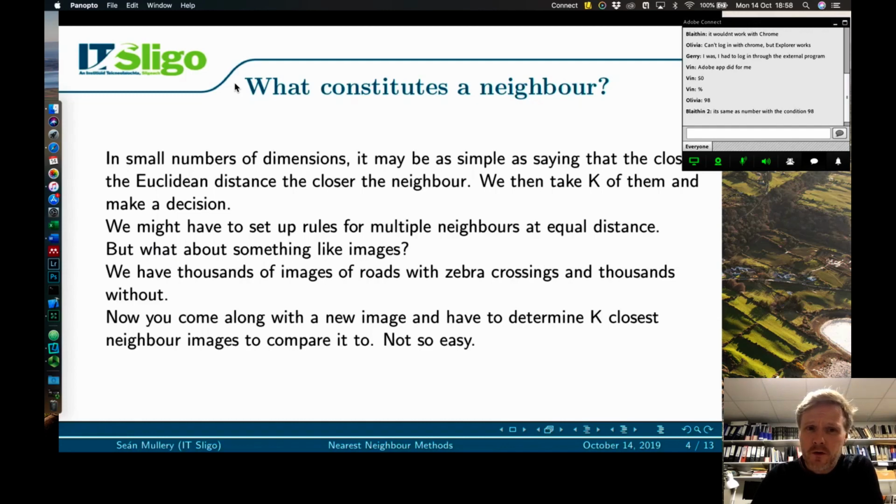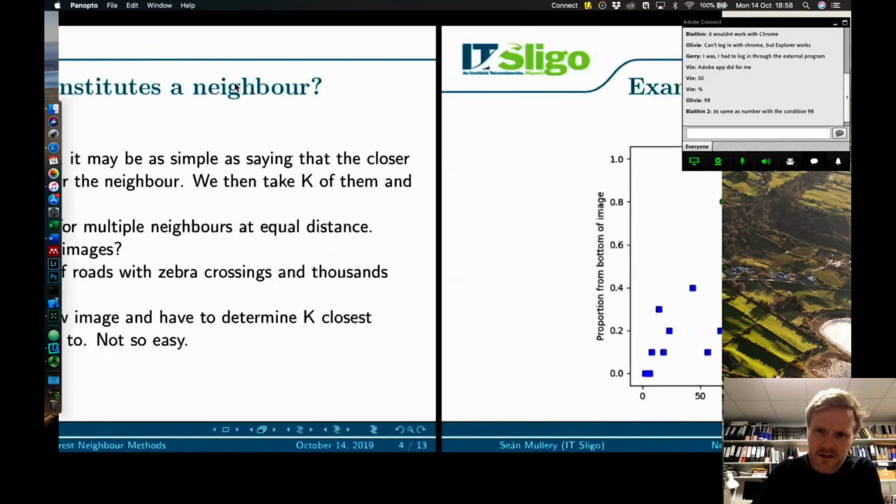But what about if you were looking at something like images? How do you decide what the nearest neighbour of 2 images is? What's your criteria for that? That's very, very difficult to do. So if we have thousands of images of road signs, or zebra crossings, and thousands without, now you come along with a new image and you have to determine the k closest neighbour images to compare it to, as to whether it has a zebra crossing or not. It's certainly not an easy thing to do.